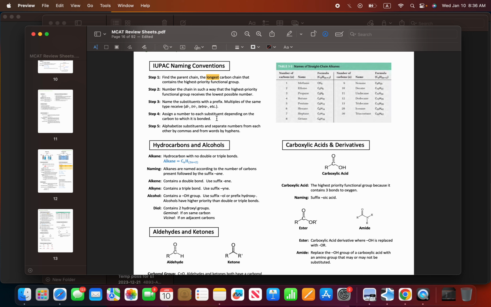And then the last step is you alphabetize substituents and separate numbers from each other by commas and from words by hyphens.